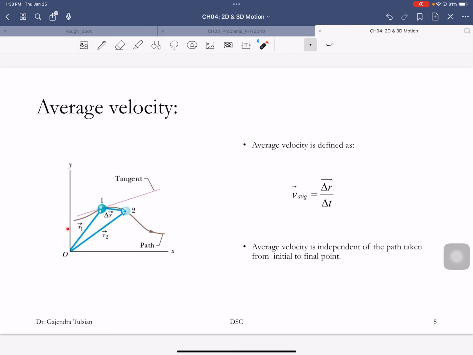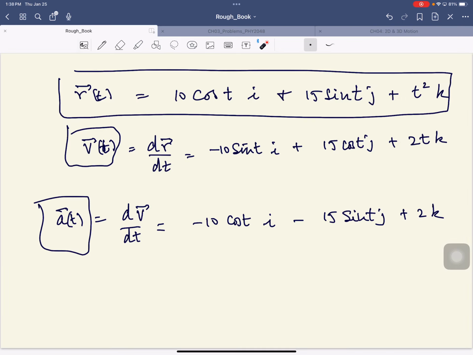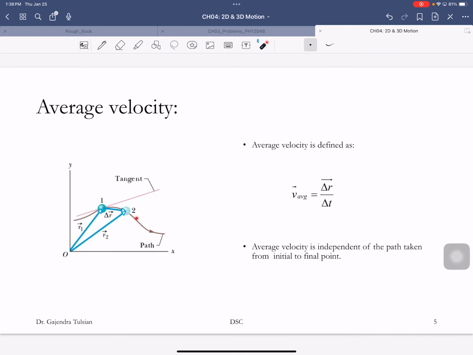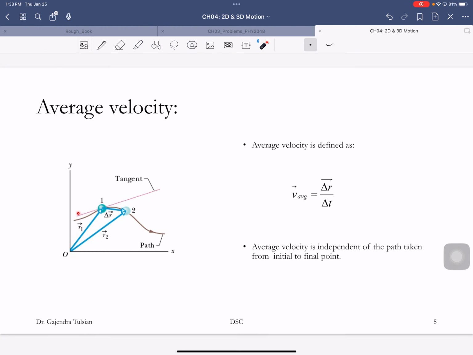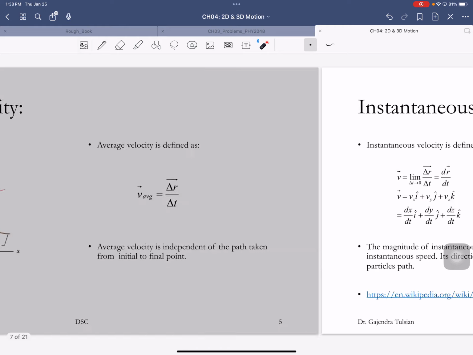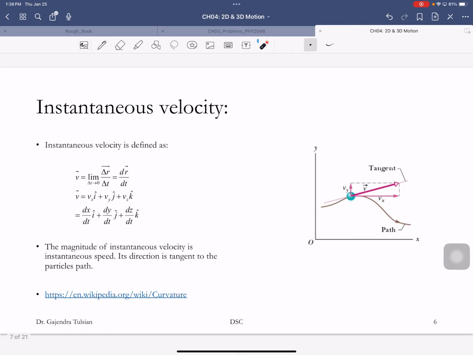So for this motion, if that were the curve, this guy is tangent to the curve. All right, so that's a vector that's tangent to the curve. There's the average velocity. Again, we won't be calculating average velocity too often. So the instantaneous velocity is, in the limit delta t going to 0, dr by dt.